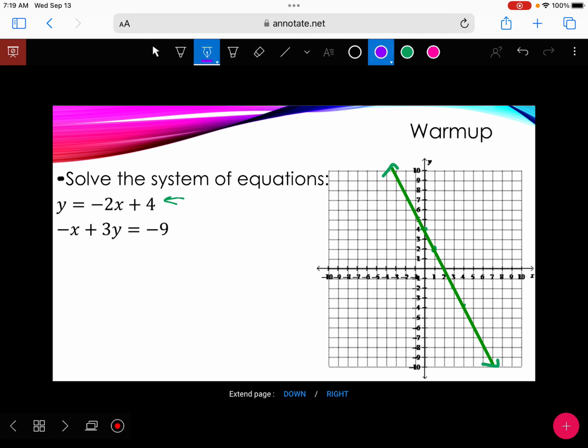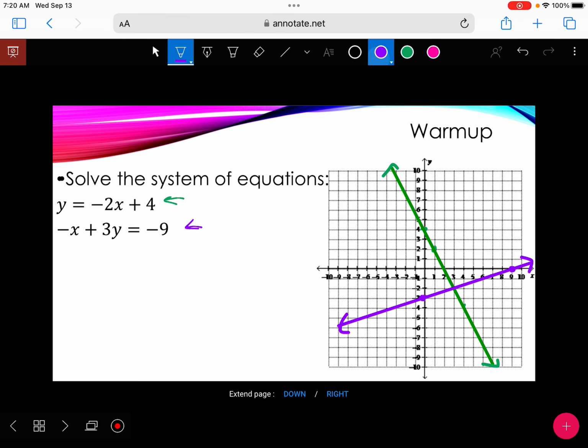Getting my second line. My x-intercept is going to be +9. My y-intercept is -3. Like that. That is an okay way to do this. We can find our point of intersection that way. Just because I provide you a graph doesn't mean you have to solve with graphing.